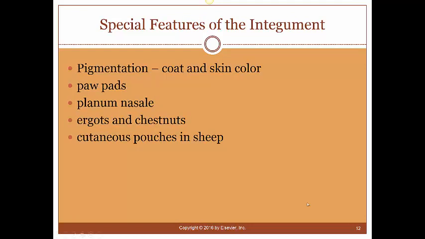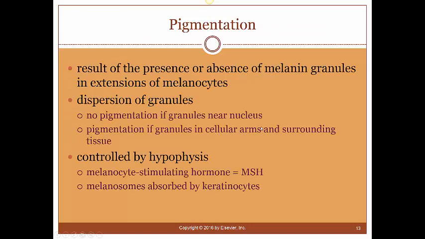So we'll get to some of our special features we're going to look at here in the foot. We're going to start off looking at things like pigmentation and the melanocytes, so how we get coat and skin colors, paw pads and some of the special parts about those in dogs and cats, the planum nasale on the face and nose of dogs, cats and cattle, then ergots and chestnuts in the horse, and lastly cutaneous pouches in a sheep.